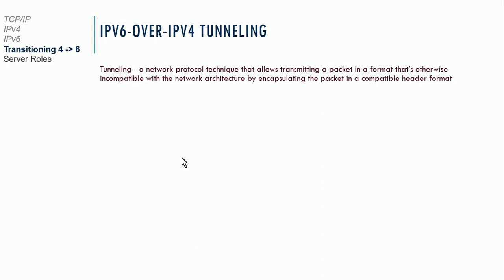So tunneling is basically a network protocol technique where we transmit a packet in a format that's otherwise incompatible with the network by encapsulating it within another packet. In other words, if we have an IPv6 network, we can carry IPv4 traffic inside an IPv6 tunnel. So basically, let's say I have IPv4 devices on my network and I have other networks that are IPv6, I can essentially communicate by having my IPv4 packets tunneled in my IPv6 network until they can get natively to the IPv4 network.